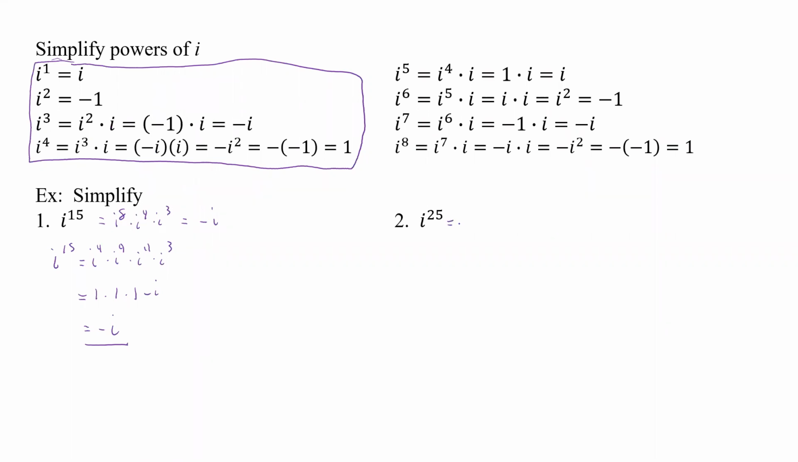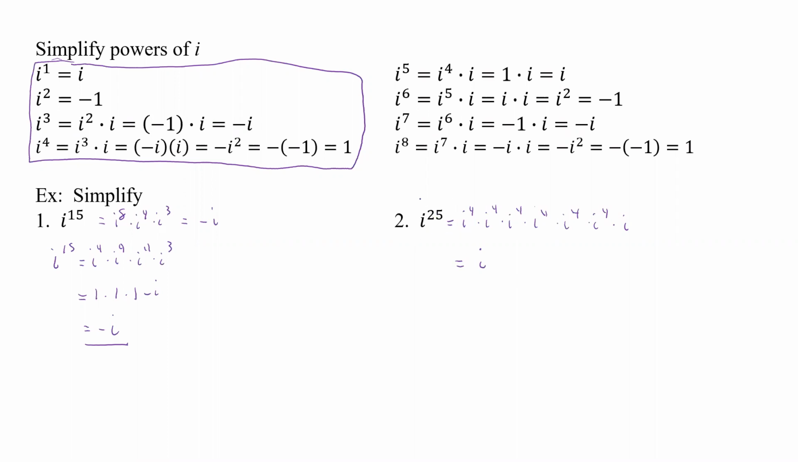All right, so i to the 25th. Well, that's going to be i to the 4th times i to the 4th times i to the 4th times i to the 4th. So we have 16 times i to the 4th, that's going to be 20, that's going to be 24, times i. Okay, because that'll be 25. Well, each one of those is 1, and so then it's just 1 times basically i. And so our answer is just i.